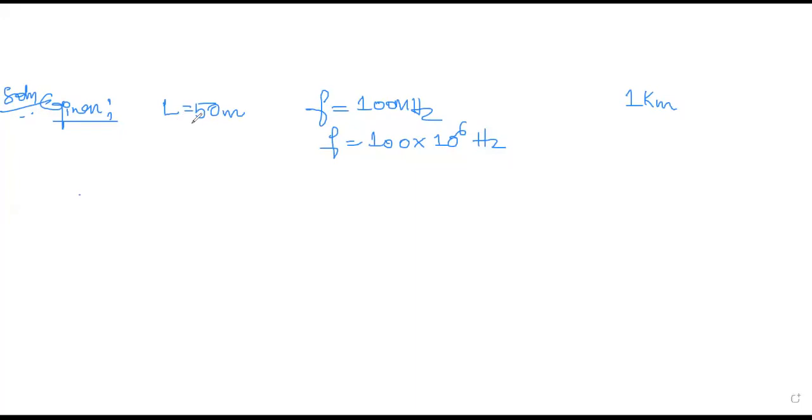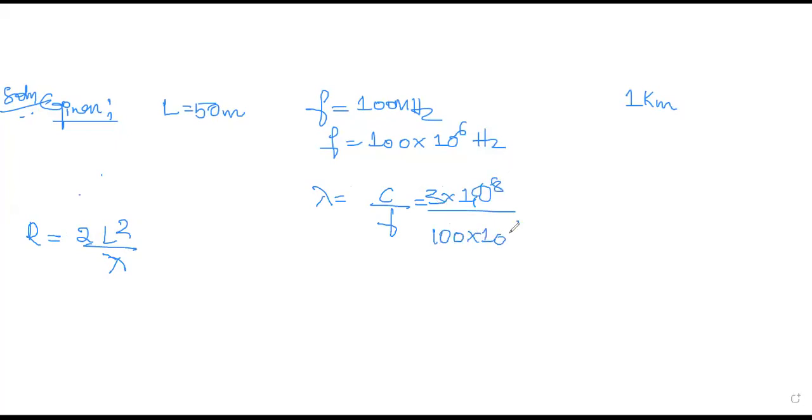See, the dimension is given, which is nothing but the length. Frequency is given. You need to find out whether it is near field or far field. You know the formula, it is 2L square by lambda. So you need to find out lambda. First find out lambda, which is C by F, that is 3 into 10 power 8 divided by 100 into 10 power 6. So 100 into 10 power 6 gives 10 power 8, which cancels, and you get 3 meter directly.